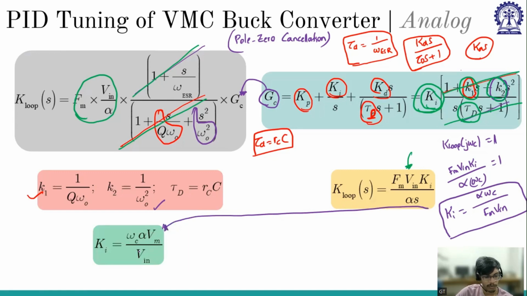Vm is 1 by Fm. So omega c alpha by Vn Fm is equal to omega c alpha Vm by Vn, because Fm is 1 by Vm. So from here, we are getting this expression.